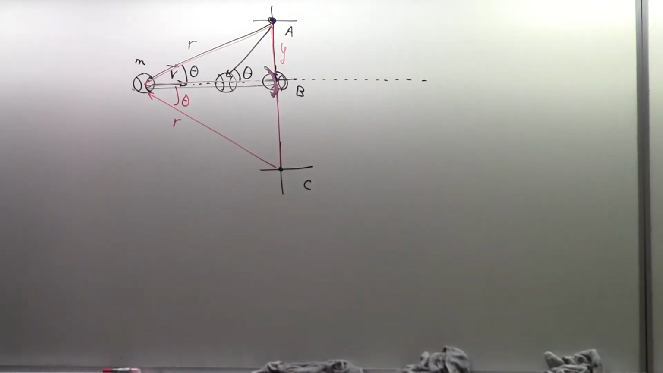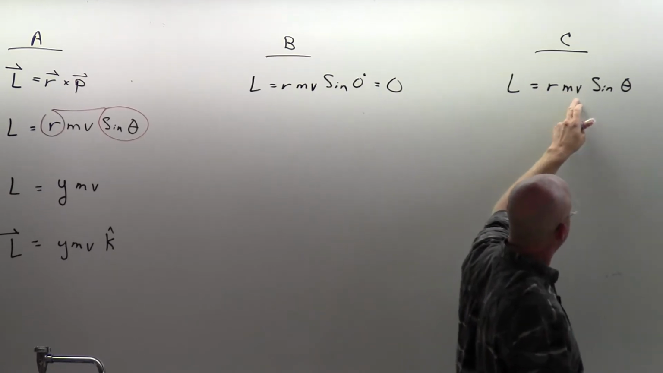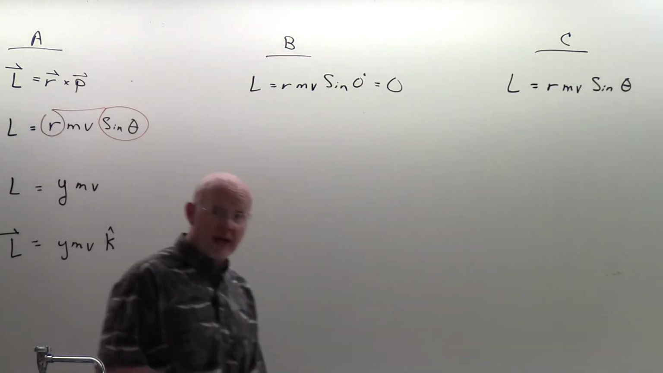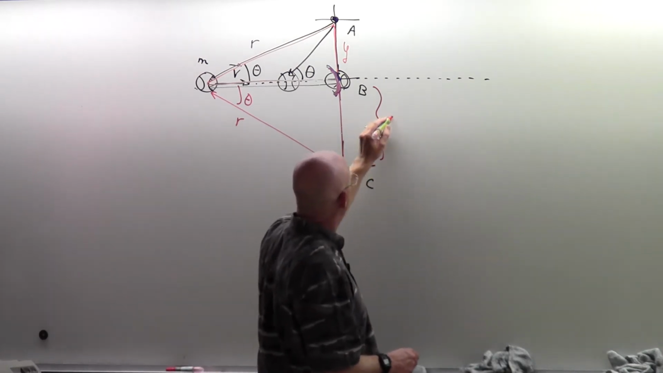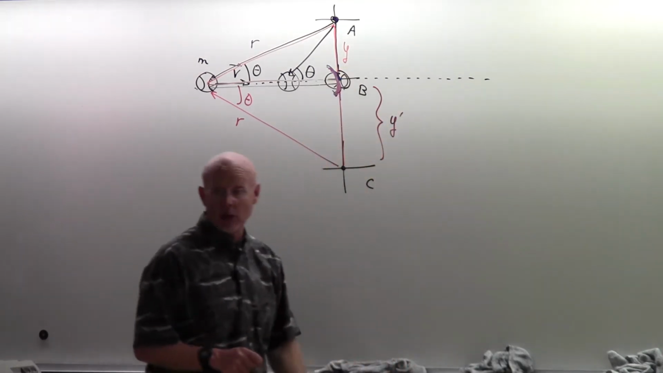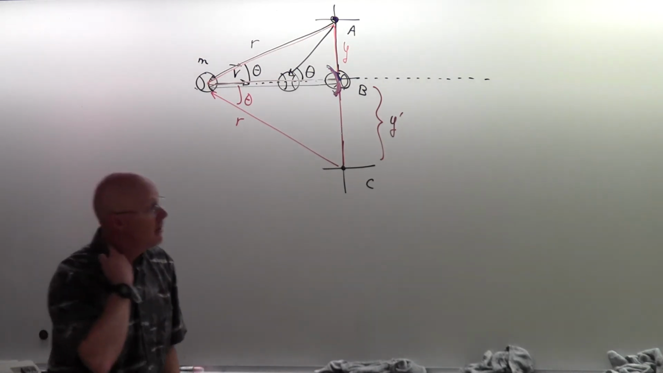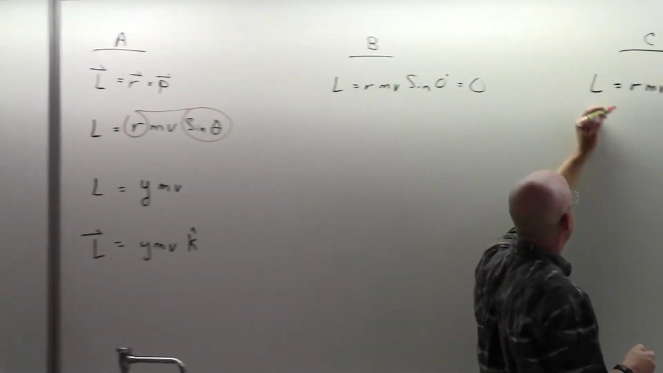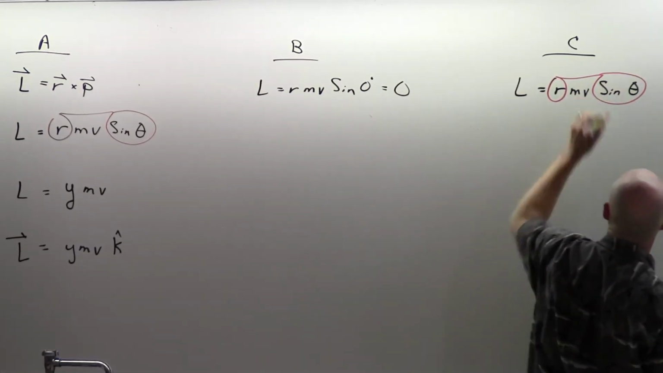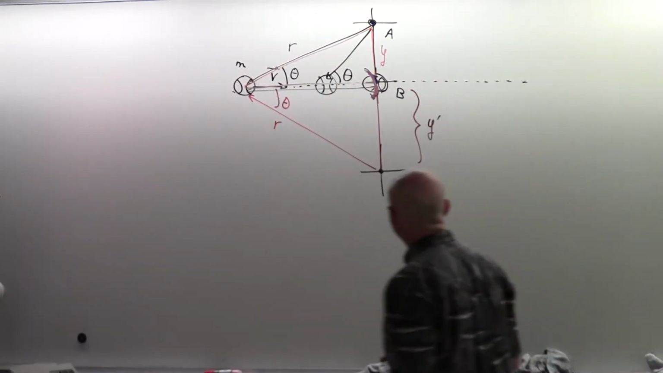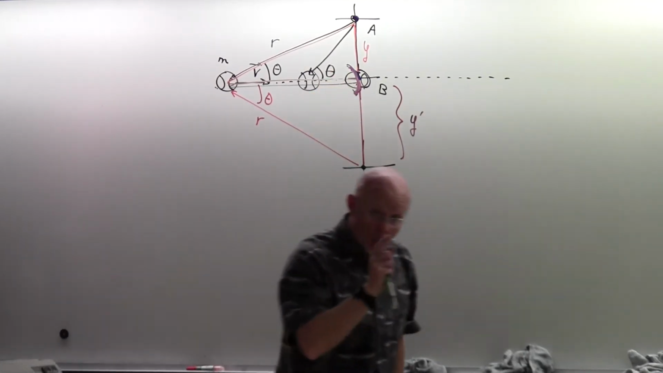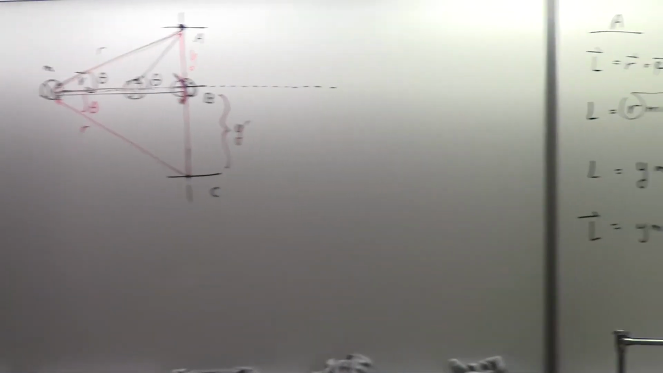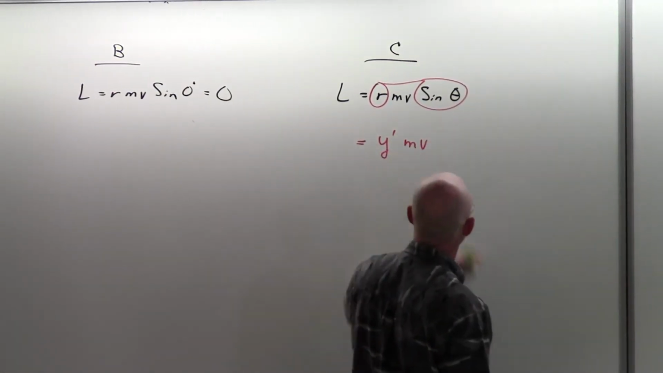And so the angular momentum would be this R, this M, this V, and the sine of the angle. But again, like we did for point A, if you look at that right there, call it Y prime just to distinguish it from the other Y, then hopefully you will see that R and sine theta are grouped together right here. So here's a triangle. Here's the hypotenuse R. R sine theta gives me Y prime. And so this is Y prime MV.